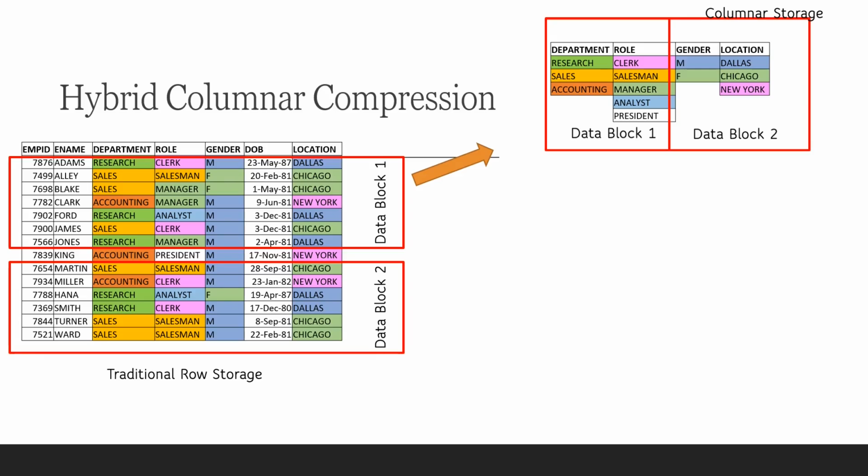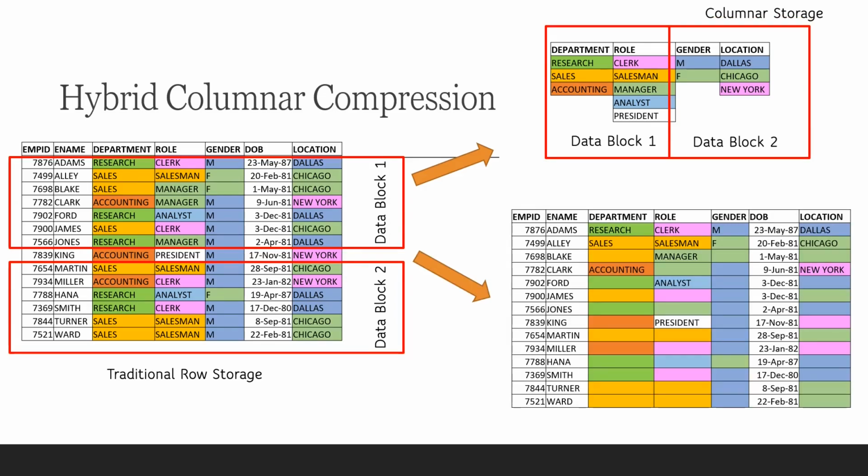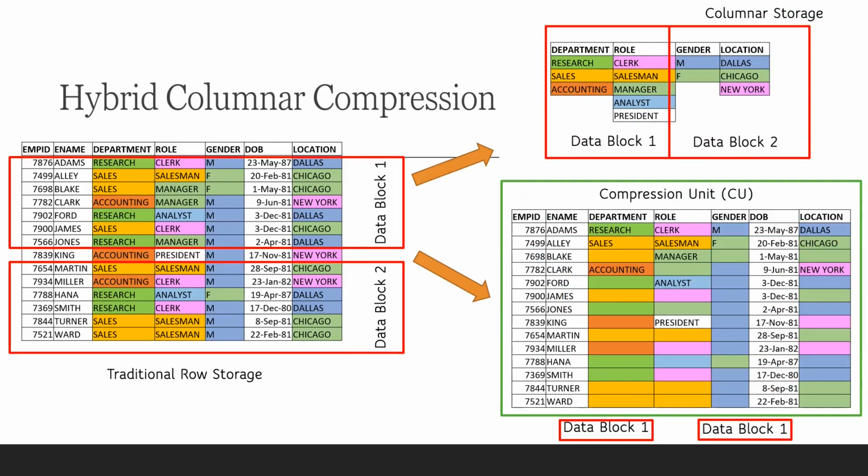To get the best of both worlds, Oracle introduced hybrid columnar compression. They kept the same basic operations of the traditional row storage, and along with that they created something called a compression unit. At the column level, whatever duplicate values are found get pivoted and then removed as part of a compression unit. The best thing about the compression unit is that it works across data blocks. So even though the data is split across multiple data blocks, the best compression is achieved.